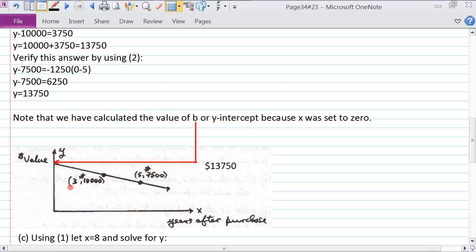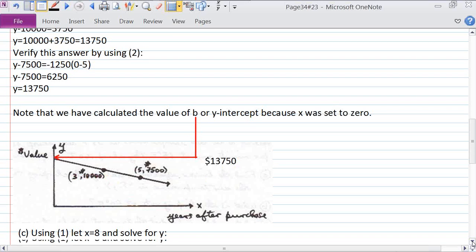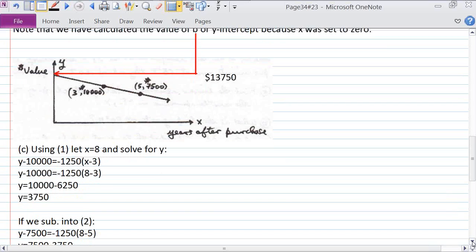And if you really think about it, if you've got 13,750 and it goes down by $1,250 each year, after 3 years it'll go down by $3,750. Well, if you take 13,750 and subtract 3,750, you come out with 10,000. So that's just a little bit of additional information here.